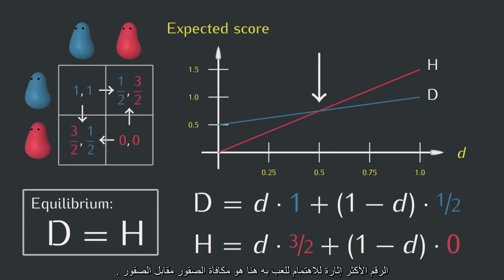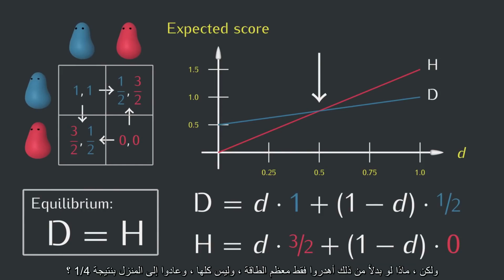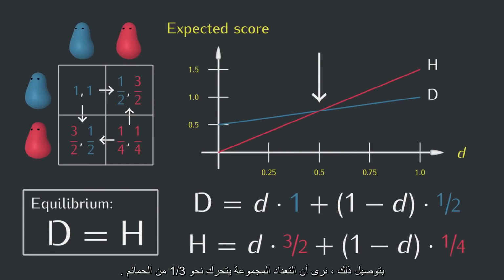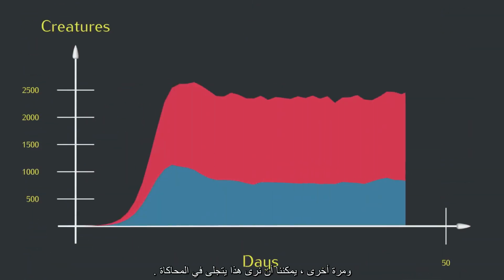The most interesting number to play with here is the hawk versus hawk payoff. So far we've been saying that the hawks each get one piece of food but waste all the energy of the food on fighting. But what if instead they only waste most of the energy, not all of it, and go home with a score of 1/4? Plugging that in, we see the population move toward 1/3 doves. And again, we can see this borne out in the simulation.